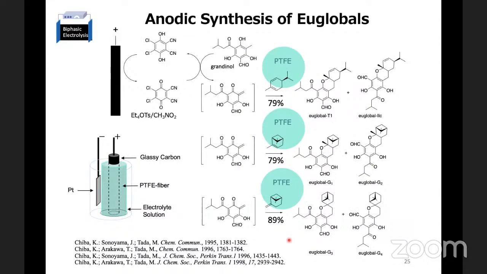Shown here is an image of an electrolytic cell with an electrode wrapped around by PTFE fiber in a highly polar electrolyte solution with nitromethane as solvent. The polar phenolic grandinol is selectively activated on the electrode surface by using DDQ as a mediator, and the intermediate was then trapped by the hydrophobic alpha-phellandrene retained on the surface of the PTFE fiber.